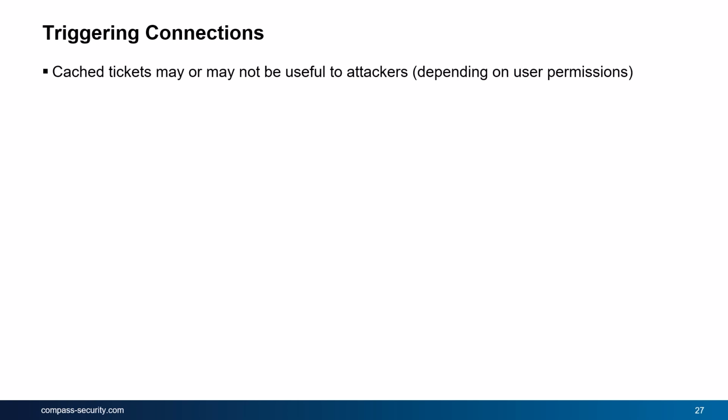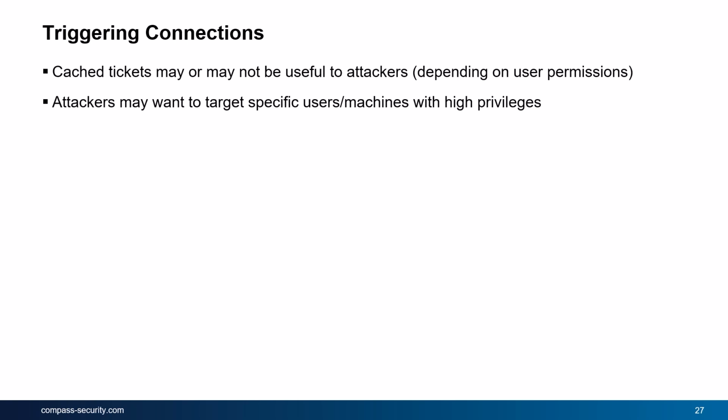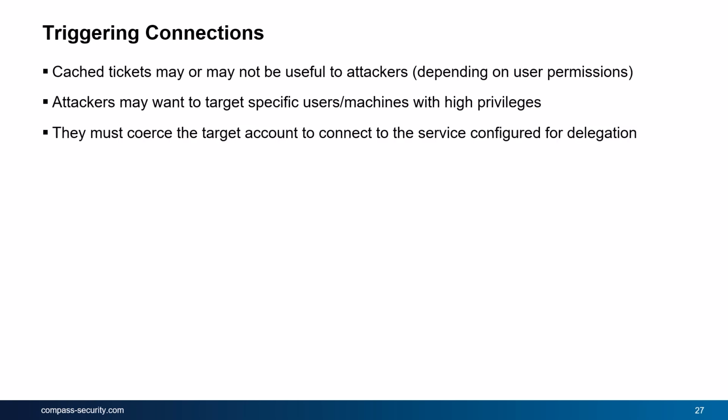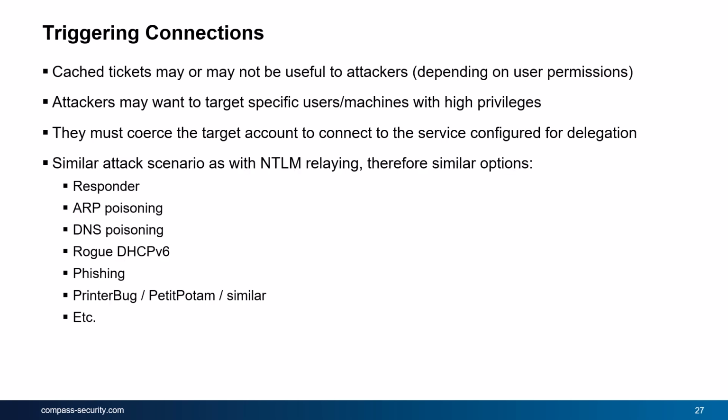So if you don't find any useful tickets to begin with, you might want to target specific users or machine accounts that are configured with high privileges within the domain to connect to the system that you compromised. For that purpose, we as an attacker need to coerce the target to connect to our services, and there are various ways to achieve this. Essentially, this is the same attack scenario as NTLM relaying, so similar options apply.